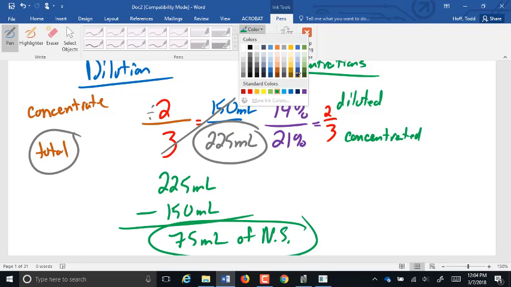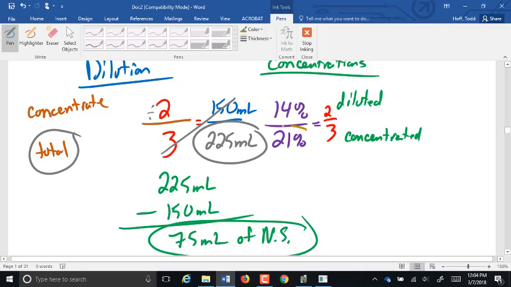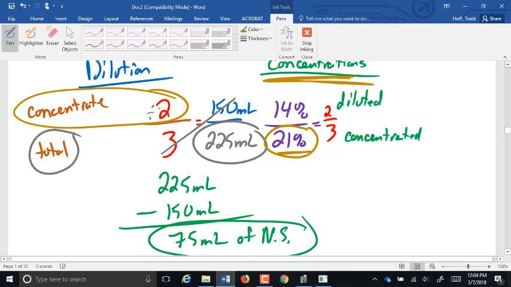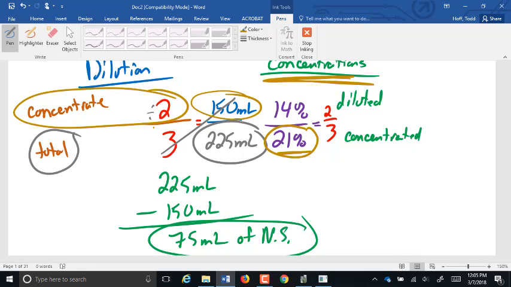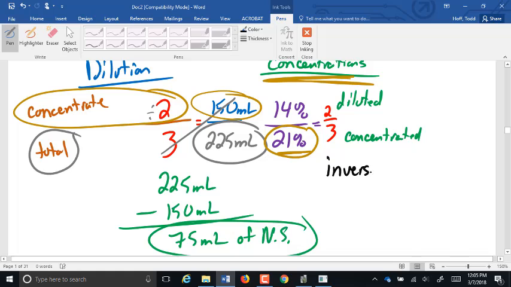Now this proportion up here can get kind of confusing because you'll notice the 21% goes on bottom in our ratio of concentrations, but the concentrated volume goes on top. That's the 150 milliliters. So even though the 150 milliliters is the 21% solution, they don't go in the same spot in this proportion. We've talked about how we always have to line things up in our proportion. But in this case, this is what's called an inverse relationship, inverse variation.